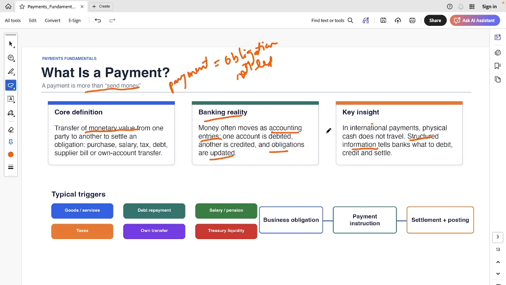Think of it like a movie ticket booking. The seat is not physically moved to your house. The system updates ownership and confirms your right to that seat. Payment also works through instructions, records, and obligations.